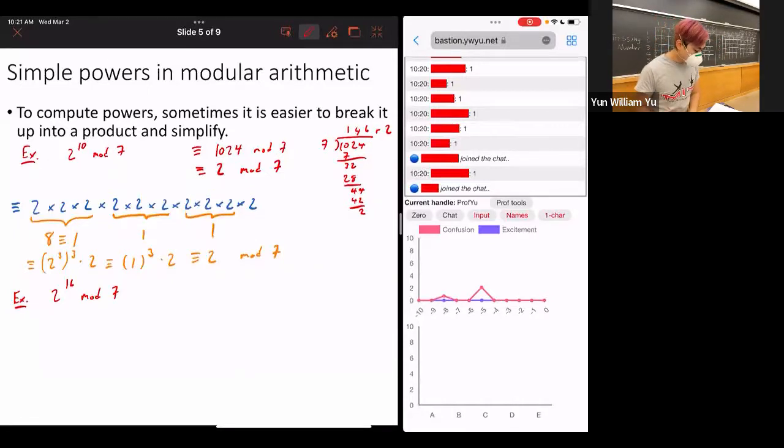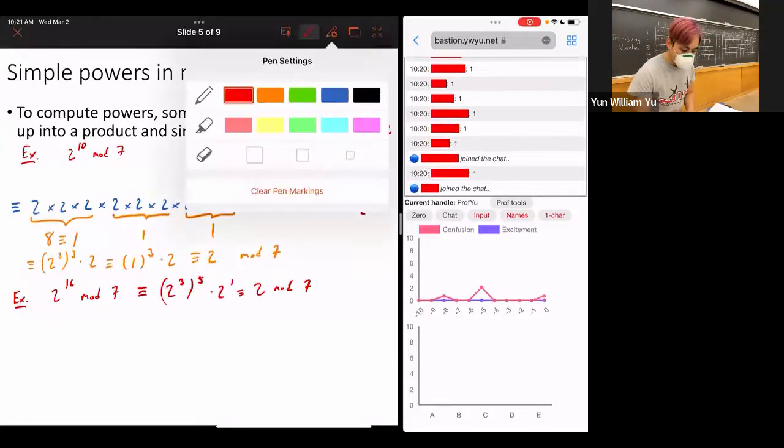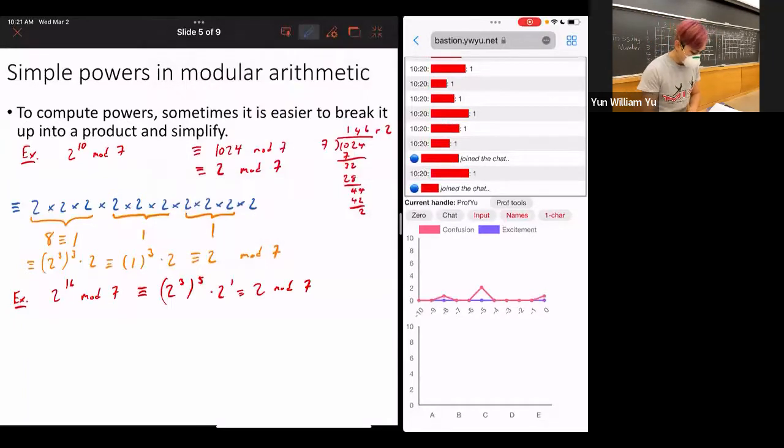But what you can notice is that there are a couple of different ways you could do this. One is you could notice that this is equivalent to 2 cubed to the 5th times 2 to the 1. So this is also equivalent to 2 mod 7, because 2 cubed is equal to 1. But you may not know that. Getting to 1 is one of the things we'll be learning later. Later, I will give you a general way of getting to 1, so you can just cancel out those powers.